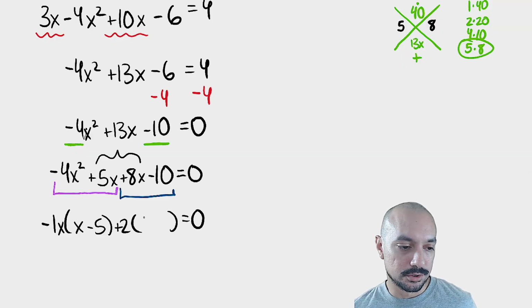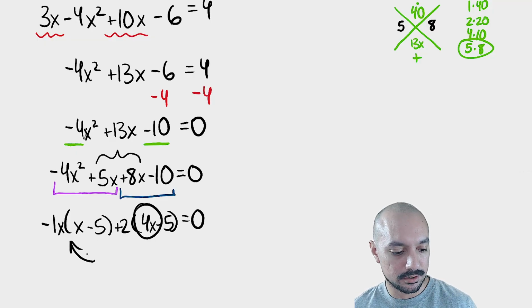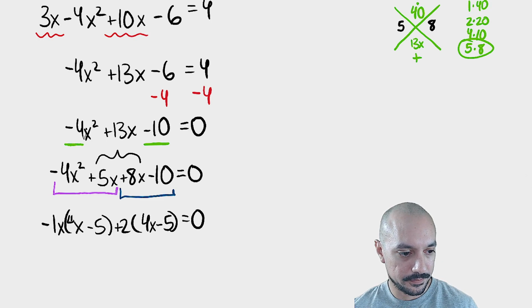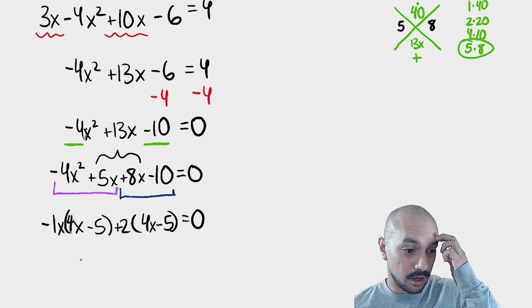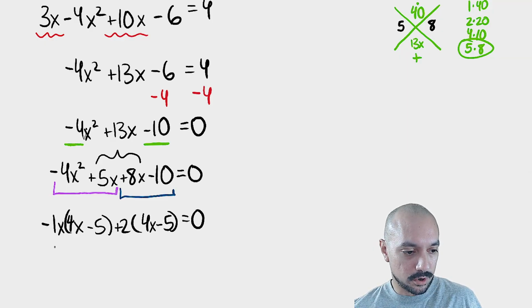When I factor out 2 from 8x, it leaves behind a 4x. When I factor out 2 from 10, it leaves behind a 5. This helped me to notice that I actually forgot to write my 4 in right there, so let me go ahead and fill that in now. Okay. So we are all set here.